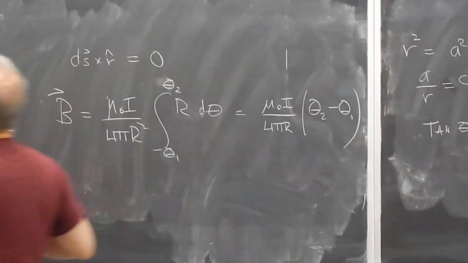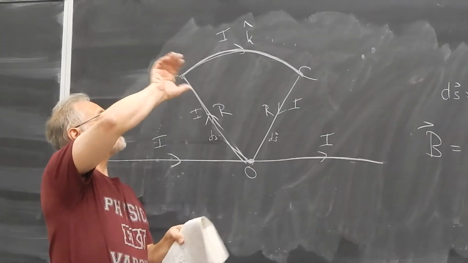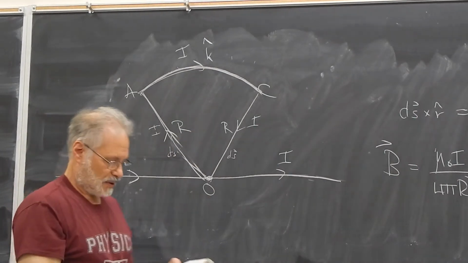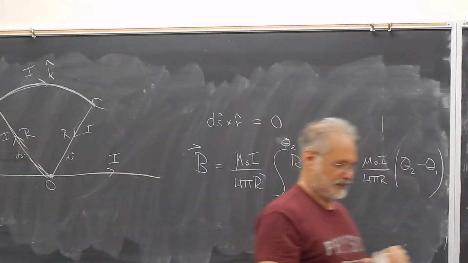If the current is going in this direction around the loop, that must mean that the magnetic field is into the blackboard, which is what we would expect.